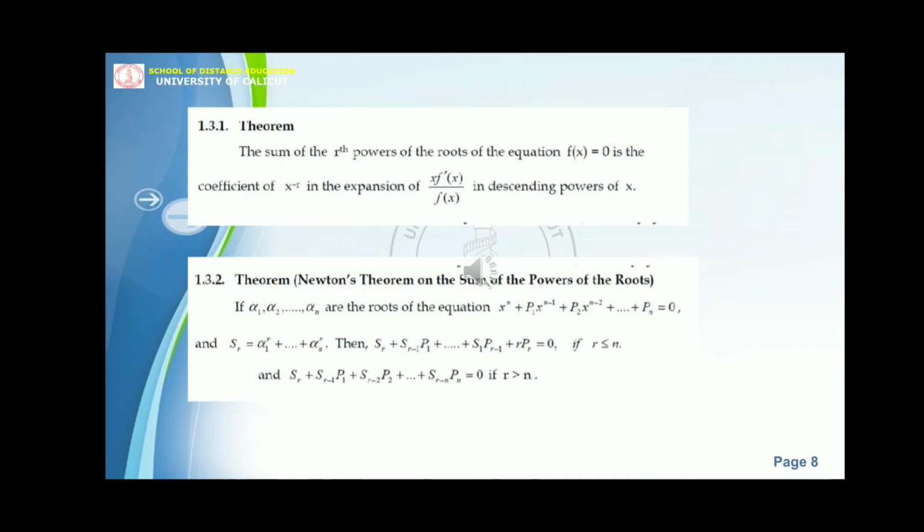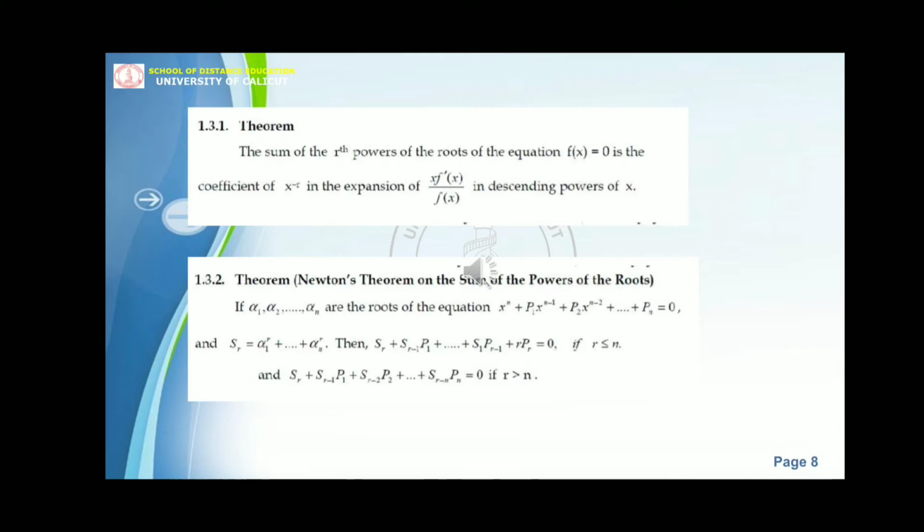These concern sums of powers of roots of a polynomial equation. The first theorem states that the sum of the rth power of the roots of an equation f(x) = 0 is the coefficient of x raised to minus r in the expression of x f'(x)/f(x) in the descending powers of x, where f'(x) denotes the first derivative of the function f(x).